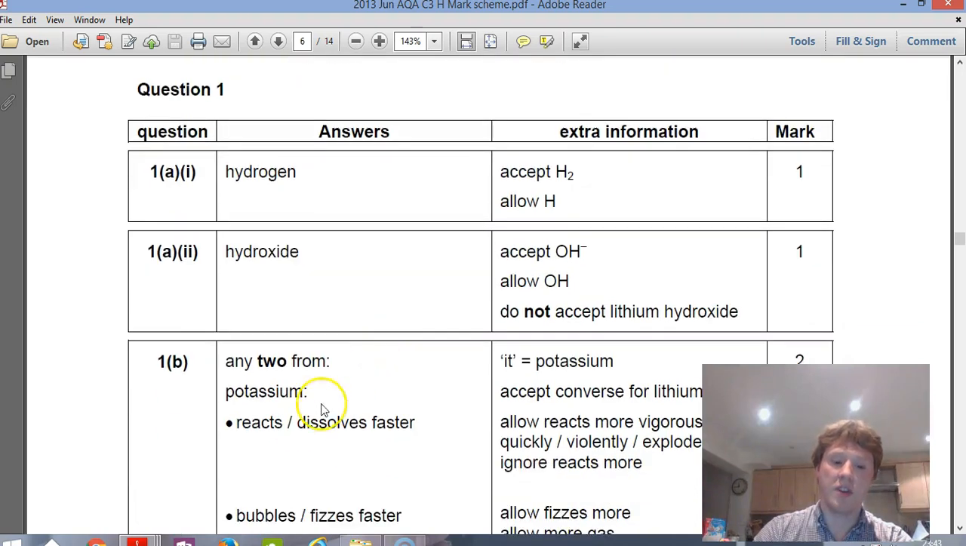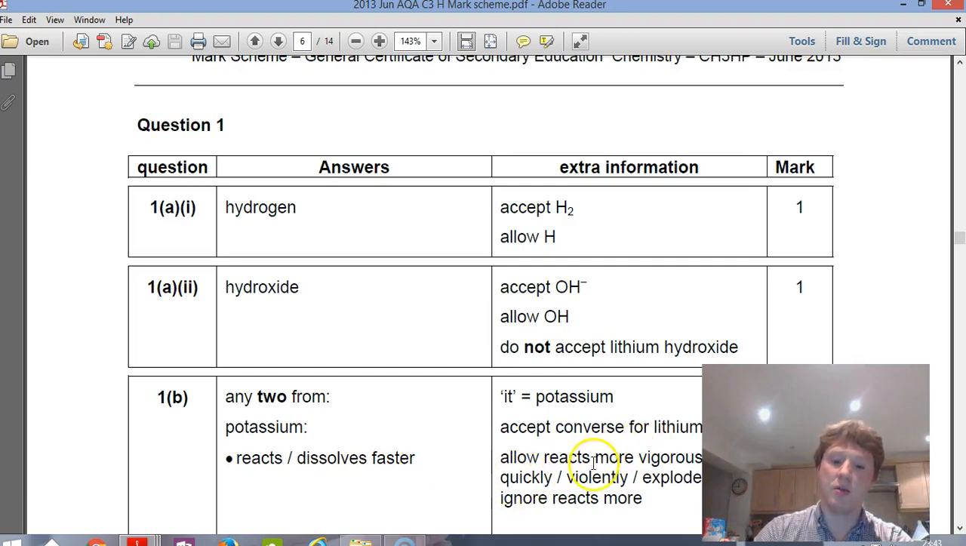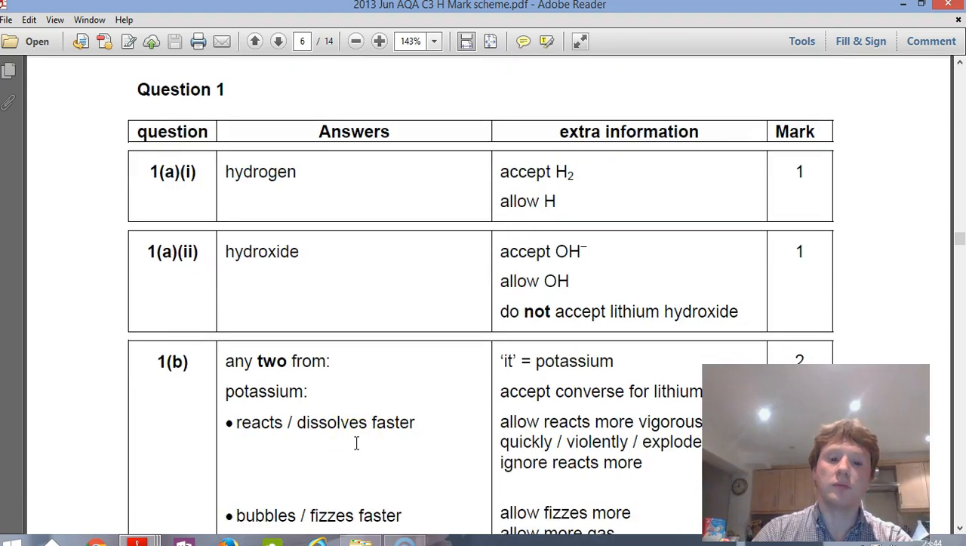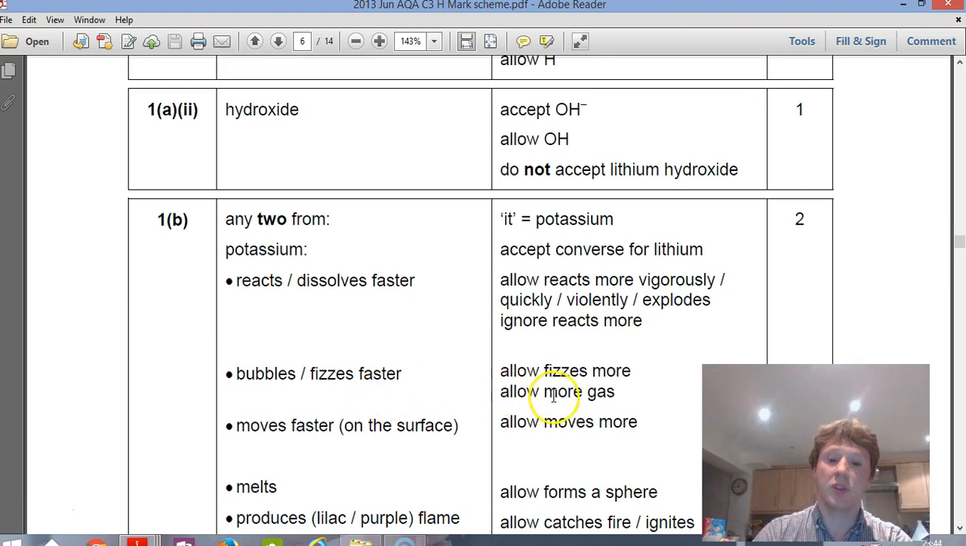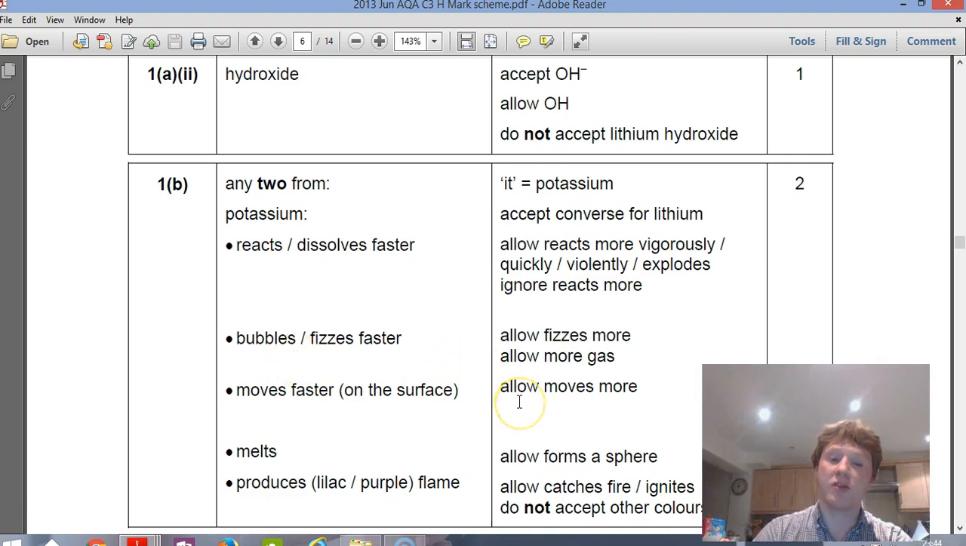Right, so the mark scheme. You could have written potassium reacts or dissolves faster, more vigorously, quickly, violently, explodes. Ignore reacts more, because that kind of implies more potassium reacts rather than it reacts faster. But this is the thing to do with trends. So as you go down group 1, the elements get more reactive. Okay, so there's more bubbles or fizzes faster. So fizzes more, and more gas is allowed. Moves faster on the surface.